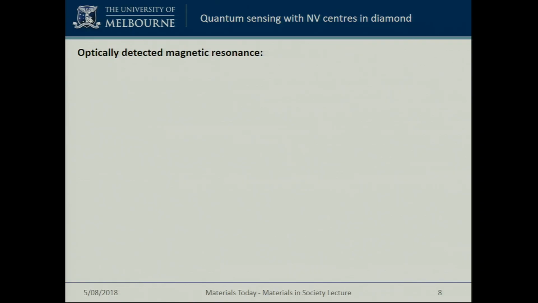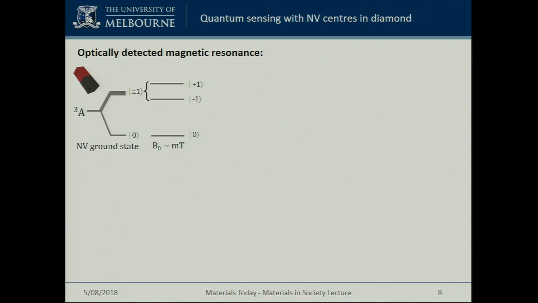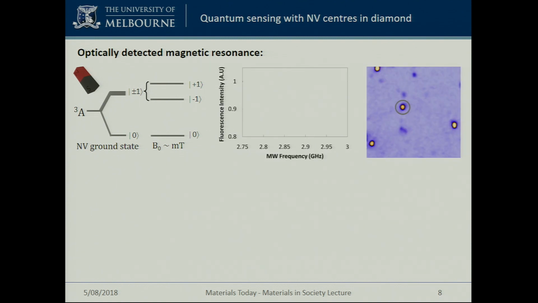And so I thought today I'd go over one of the simplest quantum sensing protocols that we use, which is called optically detected magnetic resonance. And so the idea here is that if we take the NV ground state again, we've got our 0 and our plus or minus 1 levels. If you apply a magnetic field to this defect, what you do is you Zeeman split these plus and the minus 1 levels. And what we'd like to be able to do is actually read out where those energy levels are. And that is done simply by collecting the light that comes back, as I mentioned before.